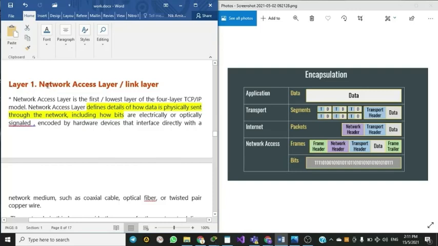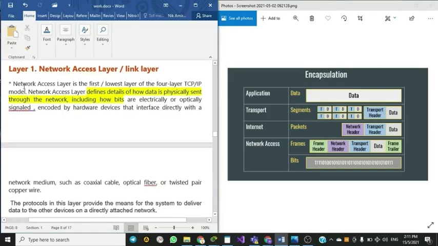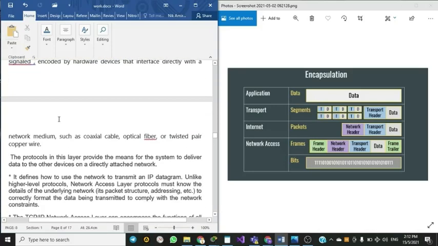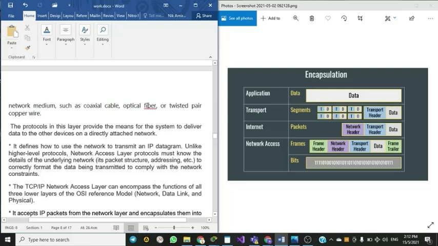Finally, the layer 1 network access layer, or some people say link layer. This is the first, or the lowest, layer of the TCP model. Its job is to define the details of how data is physically sent to the network, including how bytes are electrically or optically sent, or encoded, by hardware devices that interface directly with the network medium, such as fiber, straight or cross-connect copper, or coaxial cable.